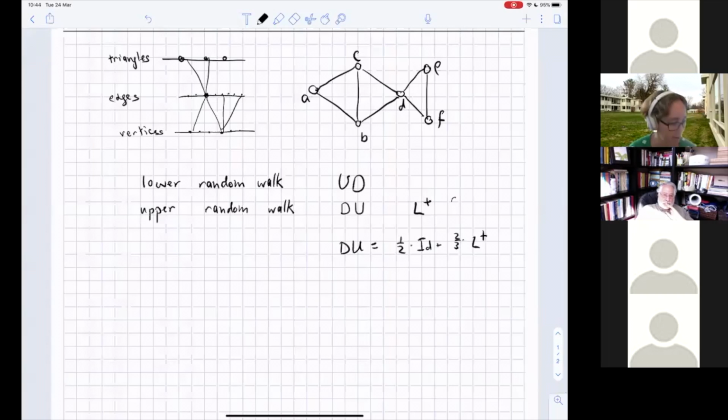So this is the 1/3, right? Irit: Say again. Oh, 1/3. Yeah. Thanks. 1/3. This is the non-lazy or non-backtracking random walk.